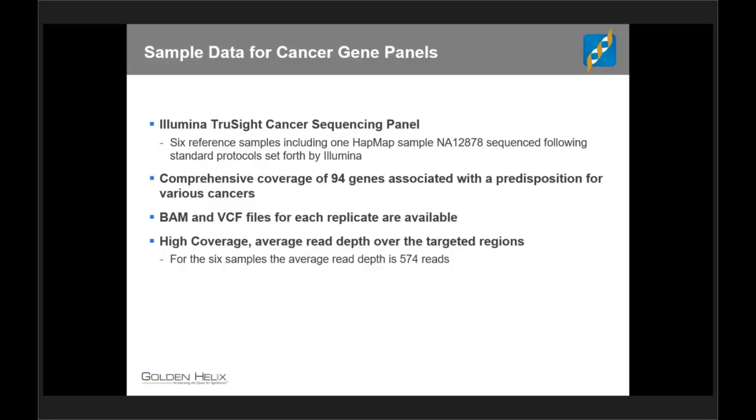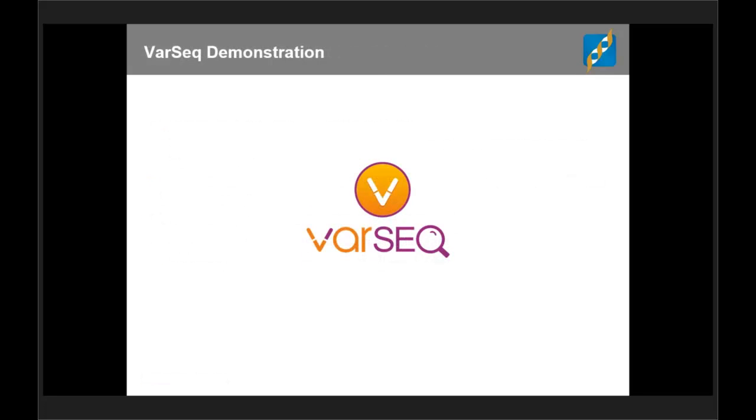This data provides comprehensive coverage of 94 genes associated with a predisposition for a number of different kinds of cancer. And we have BAM and VCF files for each of these samples. The samples all have high coverage and average read depth over the targeted regions. For the 6 samples, the average read depth is 574 reads. So with that, let's jump into VarSeq and look at this cancer gene panel workflow.